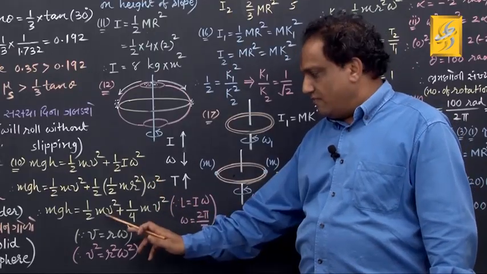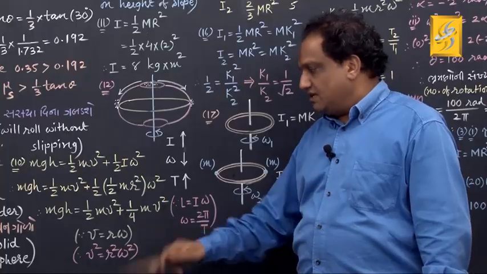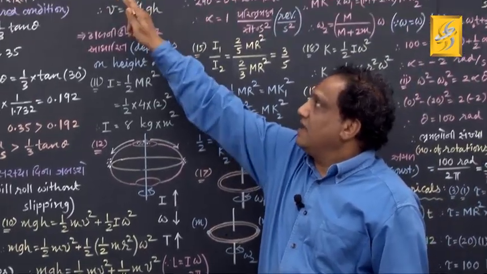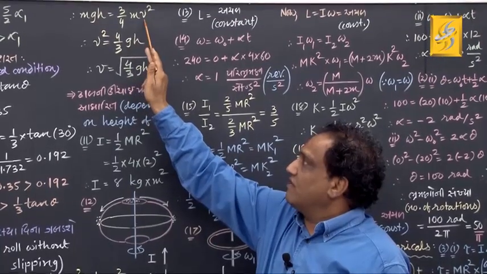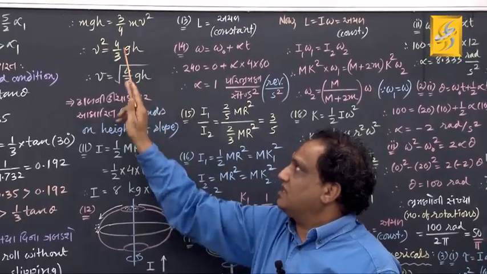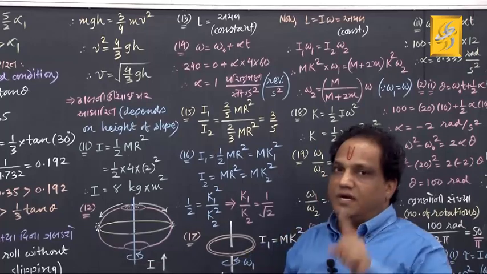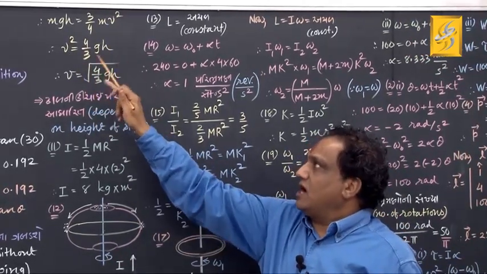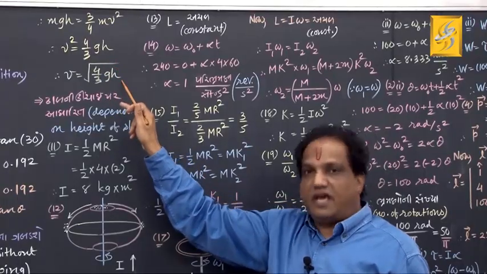Correct? Now mv square we can take common. Inside the bracket 1 by 2 plus 1 by 4, it is 3 by 4. Fine. m will cancel. v square will be 4 by 3 gh. Take square root on both sides. Square root of v square is v, and square root of this is under root 4 by 3 gh.